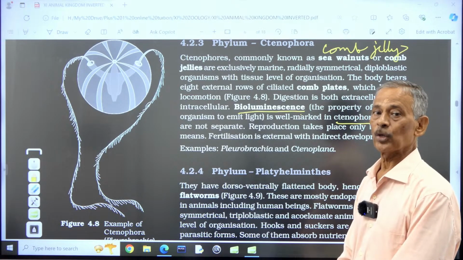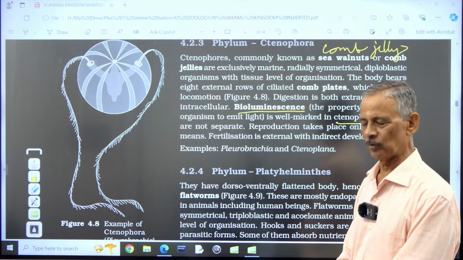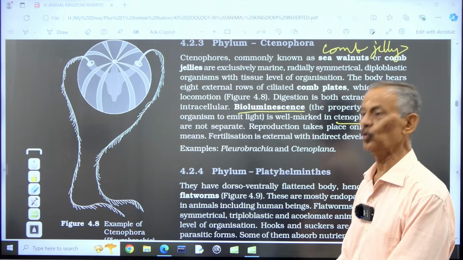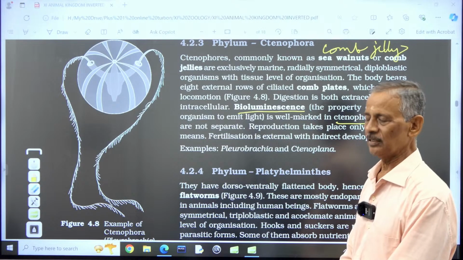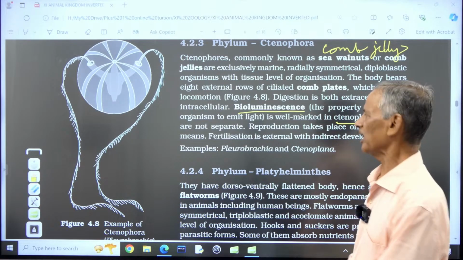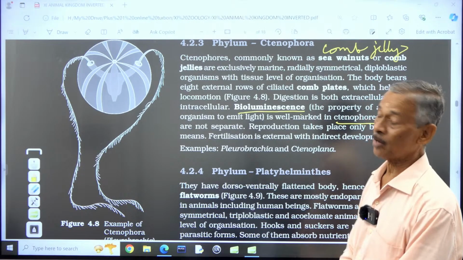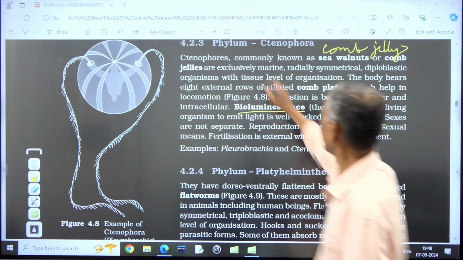Sexes are united. Both male and female are present in the same individual. Since they are all very primitive, sexes are not separate. Sexes become separate only in advanced types of animals. And remember, all of them are marine, exclusively marine.